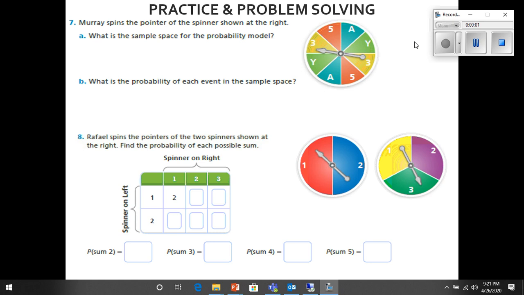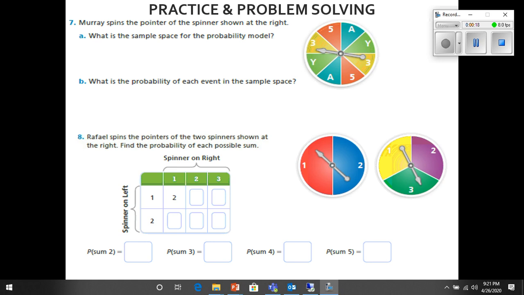All right, everybody. Today we're going to be doing the practice and problem solving for lesson 7-4, use probability models. Number 7 says, Murray spins the pointer of the spinner shown at the right. What is the sample space for the probability model?